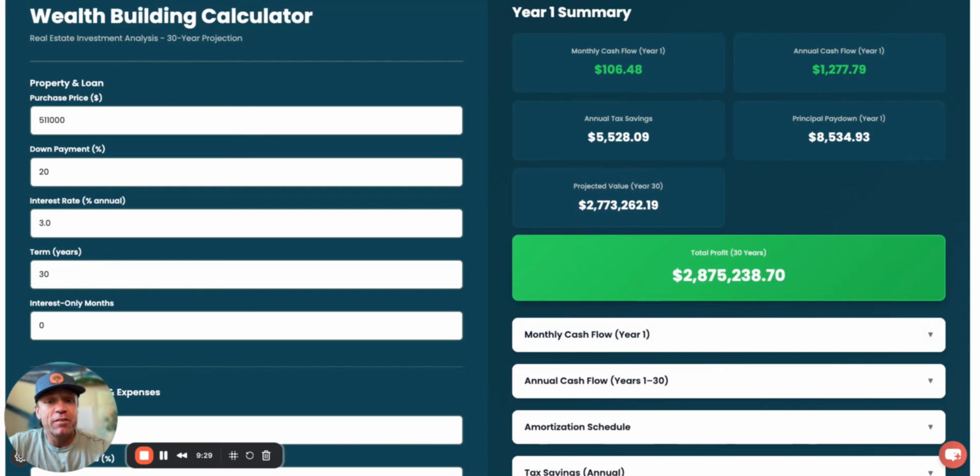One day, if you decide to leave it to kids or family, the people that inherit it can get a stepped-up basis. So ultimately, they even pay less in taxes. So it's just a cool tool to play with.